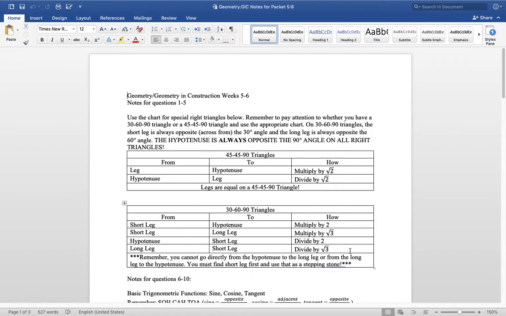Remember on these, you cannot go directly from the hypotenuse to the long leg or from the long leg to the hypotenuse. You have to find the short leg first and use that as a stepping stone.